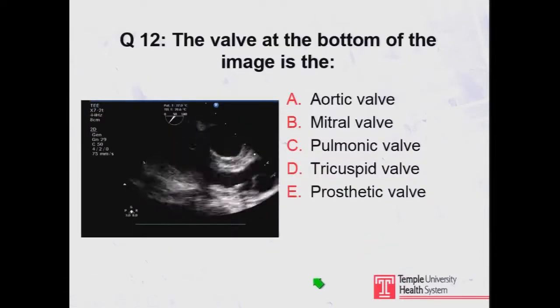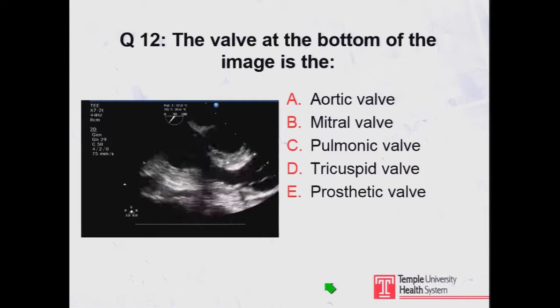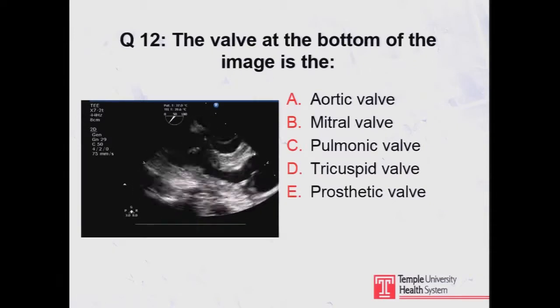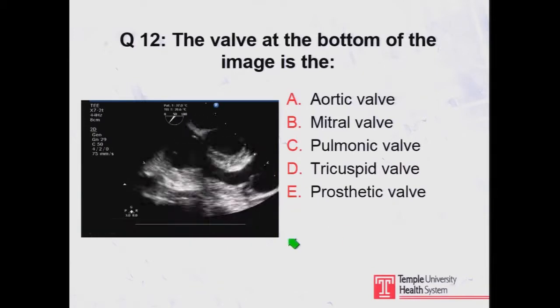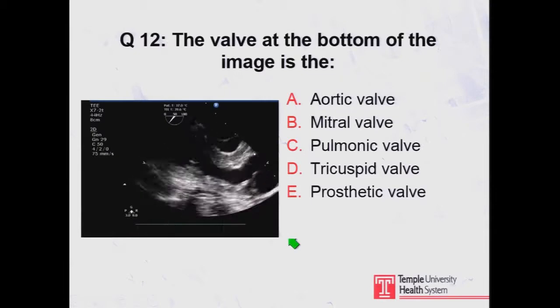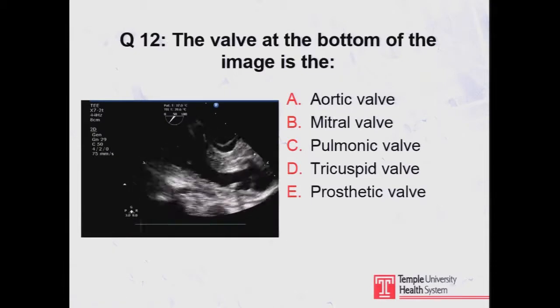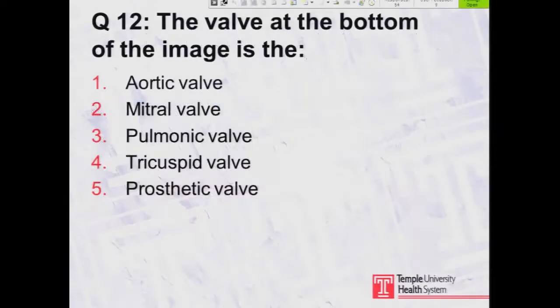All right, so I'm not going to tell you what view this is. You can see that it is at 50 degrees. And the question is, what is this valve? Aortic, mitral, pulmonic, tricuspid, or prosthetic? Take a look, and then we'll go to the next slide. Go ahead and answer.